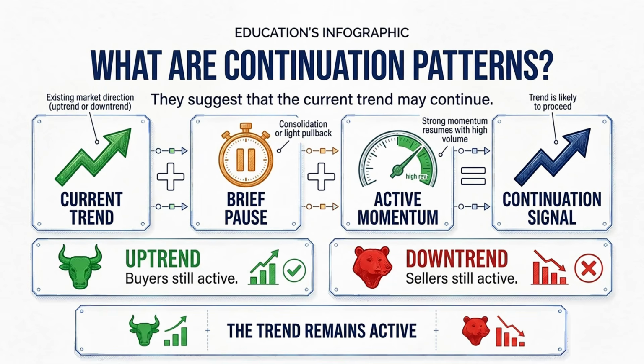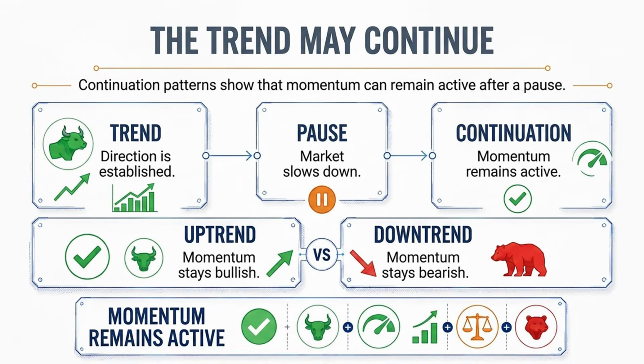So, let's begin by discussing what continuation patterns actually are. They matter in technical analysis because they suggest that the current market trend is likely to continue. Whether the market is moving higher in an uptrend or lower in a downtrend, continuation patterns show that the prevailing momentum remains active. In other words, buyers or sellers are still in control, and the market may keep moving in the same direction after a brief pause or consolidation.